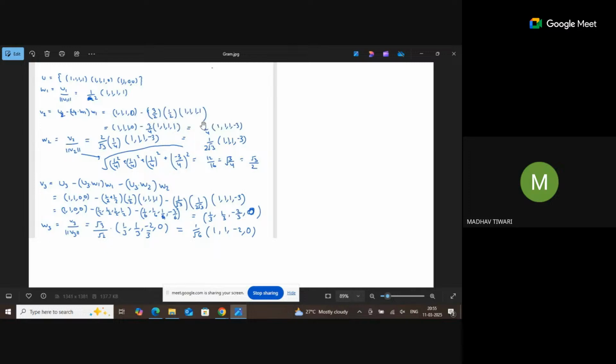Now I have to divide it by its norm. This is the norm you can see, found using this, root 3 by 2 was the norm. So on dividing this vector by root 3 by 2, I got this.